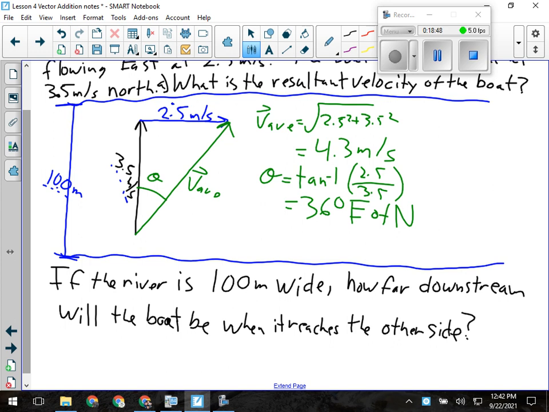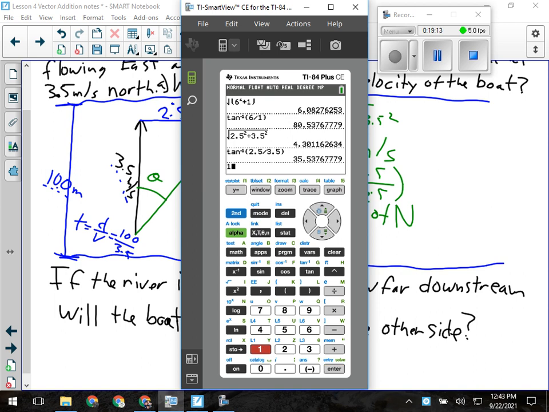What we have to recognize here is that both things are happening at the same time. Okay? Everybody all right with that? So, time equals d over v. So that's going to be 100 meters divided by 3.5 meters per second. Okay, so it's going to take 28.57 seconds to get across the river.